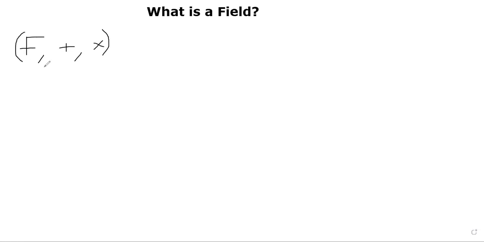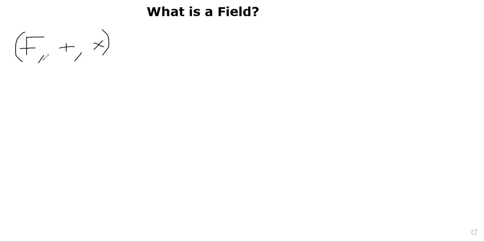Okay. F itself is a set. Plus is addition. Multiplication is denoted by cross. You can have a special meaning for plus and a special meaning for multiplication depending on the set you are working with. But let's assume plus means additive, and multiplication is shown as the cross symbol. Okay, so F itself is a set of elements. It can be finite or it can be infinite.